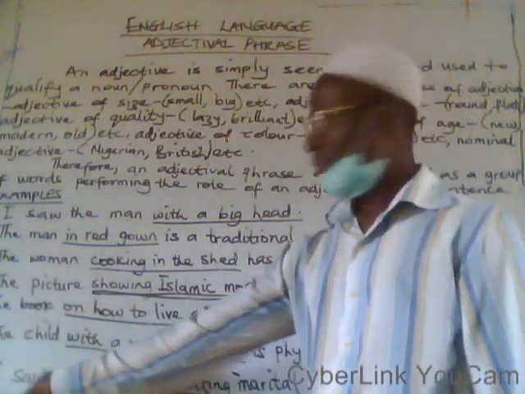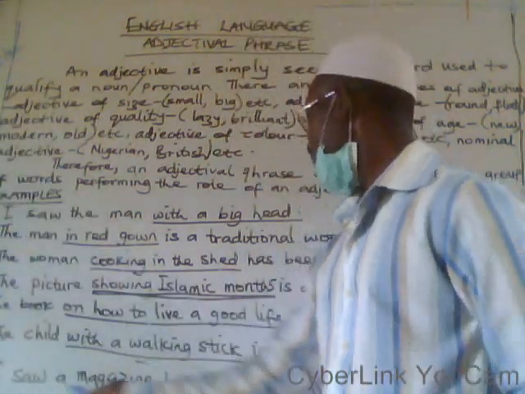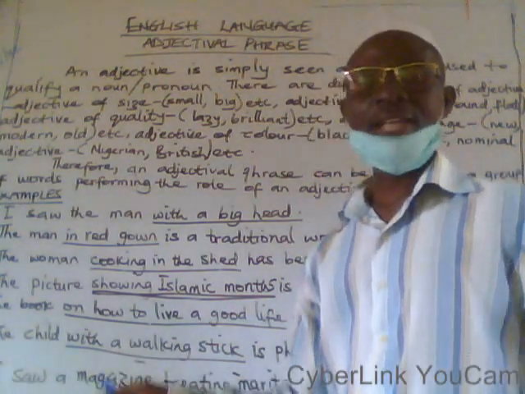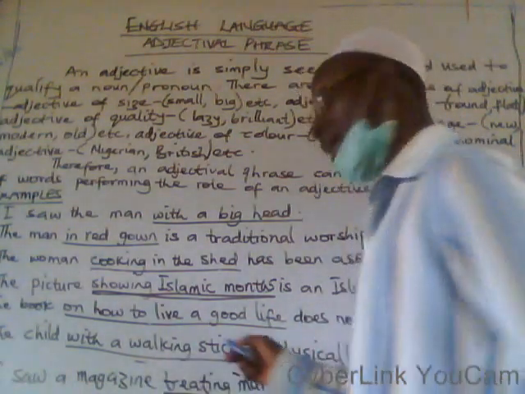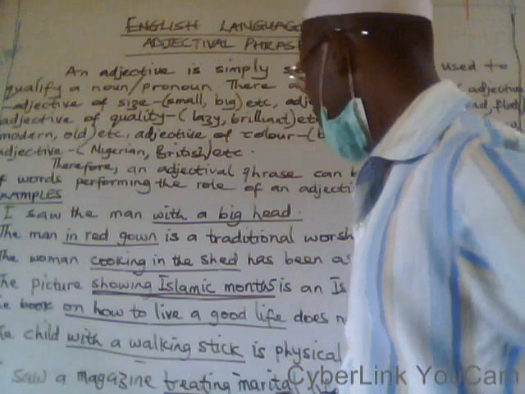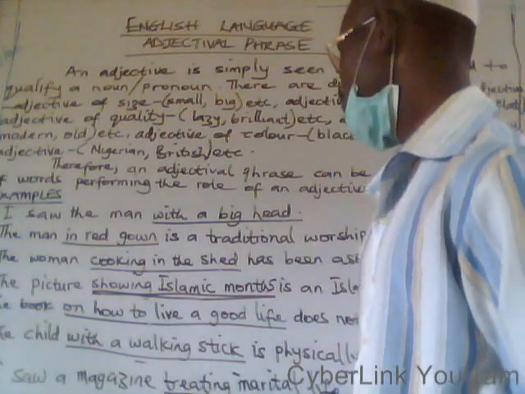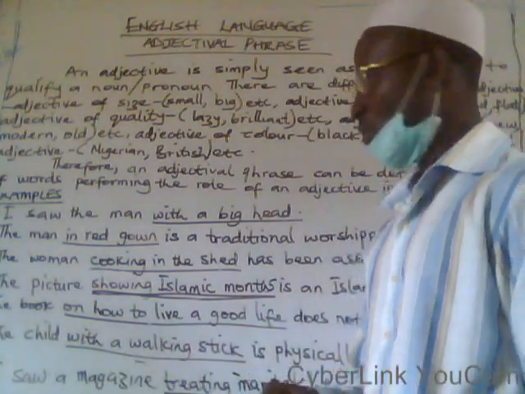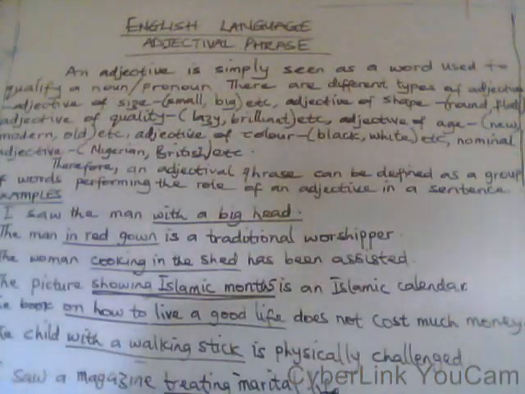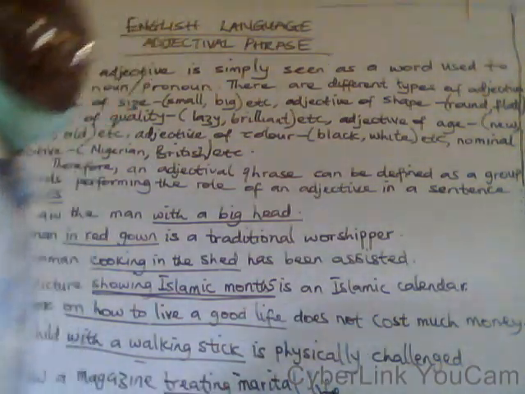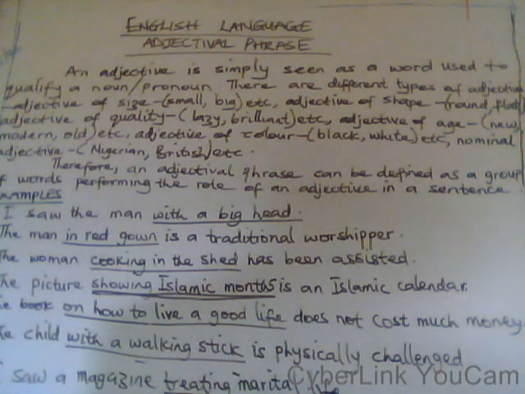Another example, that is example 8 here: I saw a magazine treating marital life. Do you understand? So we have treating marital life as an adjectival phrase qualifying the noun magazine. So we have a lot of examples, and I would like you to study them carefully and get them clear. You can also give another example.